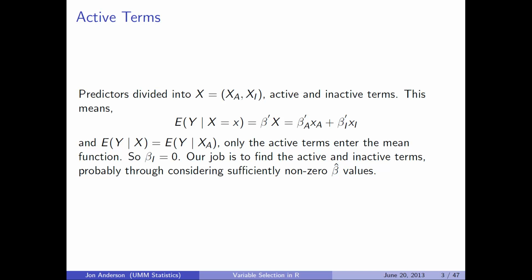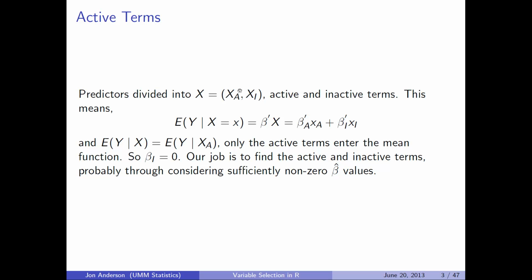The predictors XA, some predictor variables, go into the partition, the set XA. Those represent active terms. Other variables that are in our data set but do not enter the mean function are the predictors in the partition XI for the inactive terms. The distinction is that the active terms are really part of the data generating process for the mean or the variance function, and the inactive terms are in our data set, but they really don't contribute to generating the mean function.